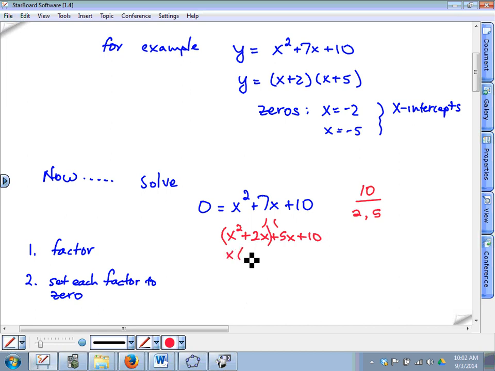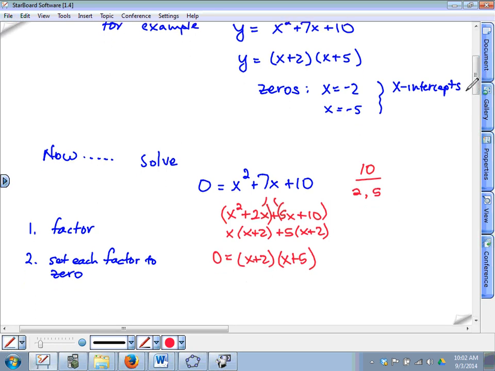Group the first 2 terms. From that, you factor out an x. That leaves you with x plus 2. From the second grouping, you can take out a 5, and that leaves you with x plus 2. So your 2 factors are x plus 2 times x plus 5. It may not be 100% necessary in this particular problem, but you do need to get used to doing this because in the next unit we're going to see much more complicated problems to solve. So I want you to get used to doing this.